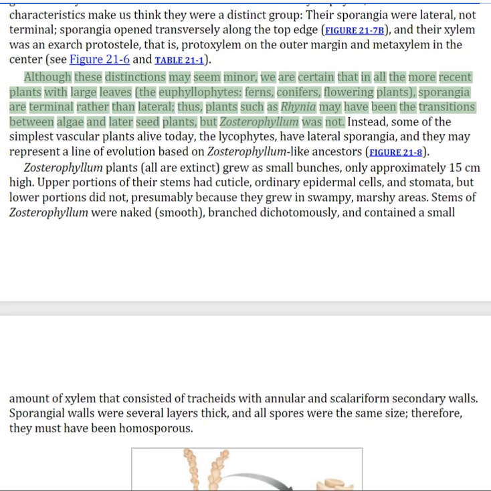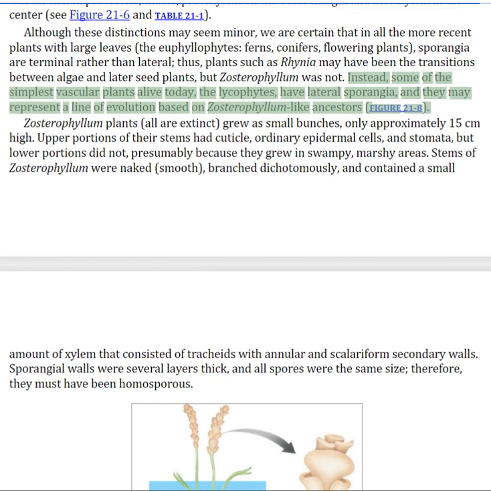Although these distinctions may seem minor, we are certain that in all the more recent plants with large leaves, sporangia are terminal rather than lateral. Thus, plants such as Rhynia may have been the transitions between algae and later seed plants, but Zosterophyllum was not. Instead, some of the simplest vascular plants alive today, the lycophytes, have lateral sporangia, and they may represent a line of evolution based on Zosterophyllum-like ancestors.